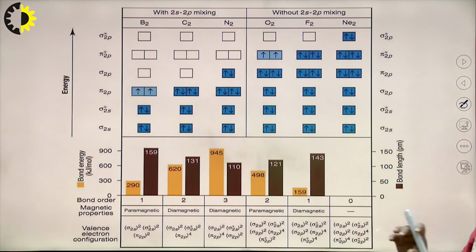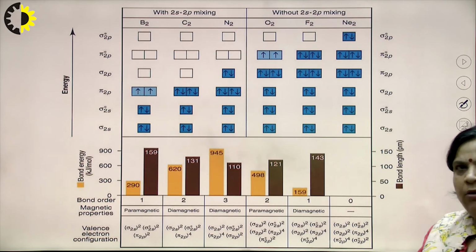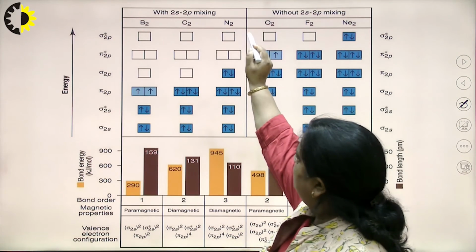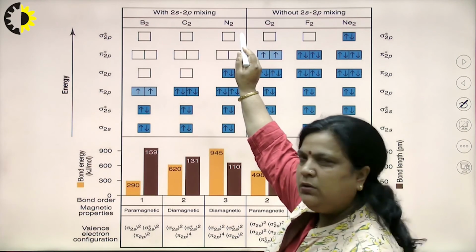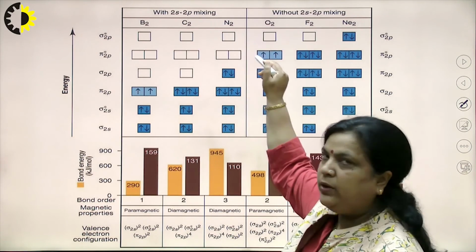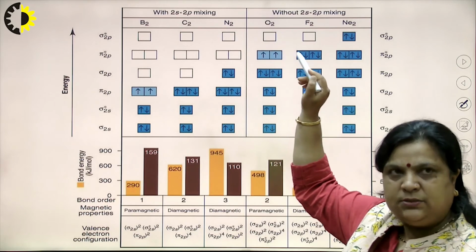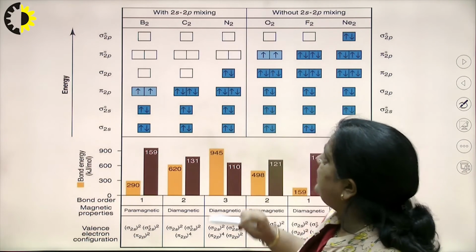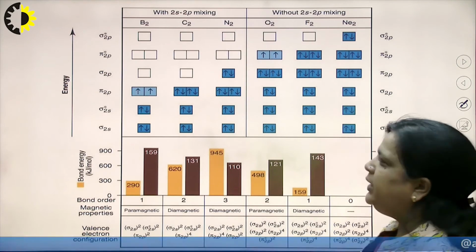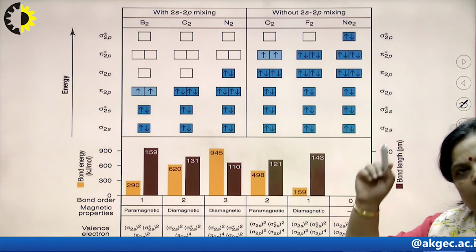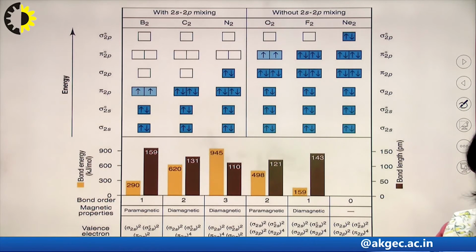So this is the rough layout of molecules B2, C2, N2, and up to N2, there is mixing. So, with 2s and 2p mixing, and then O2, F2, Ne2, the gap is comparatively more. So, without 2s and 2p mixing.